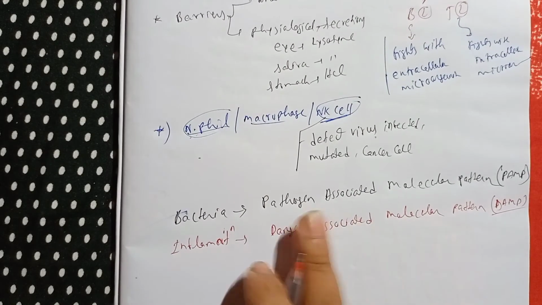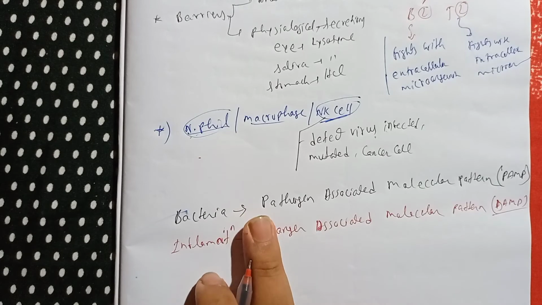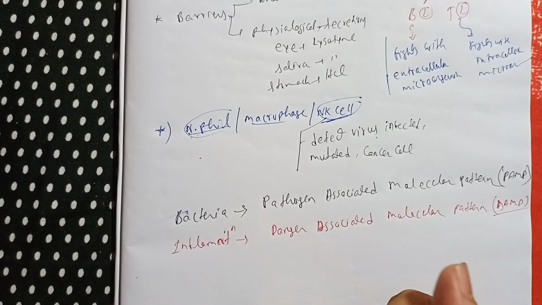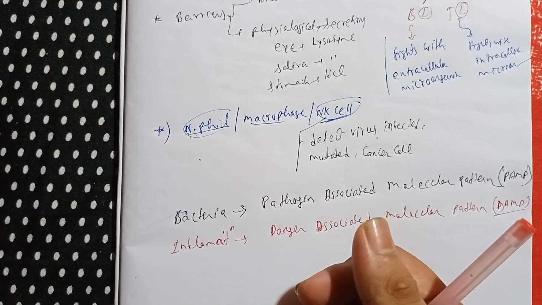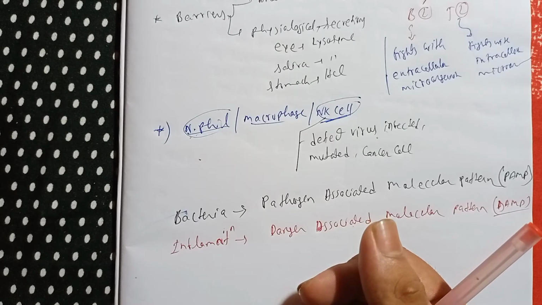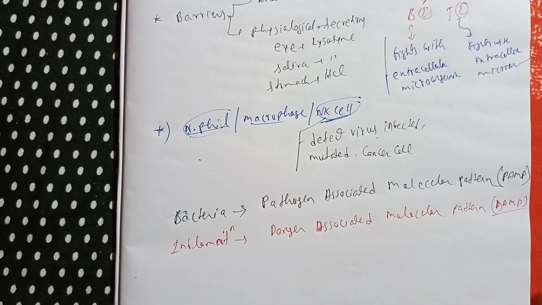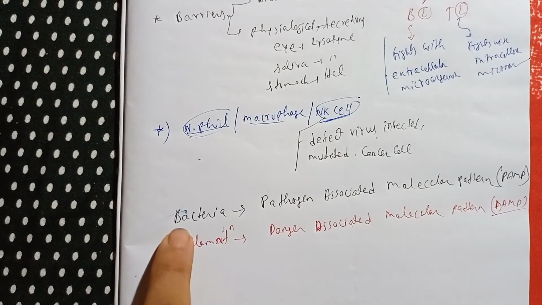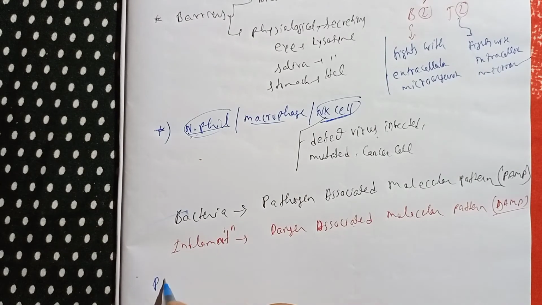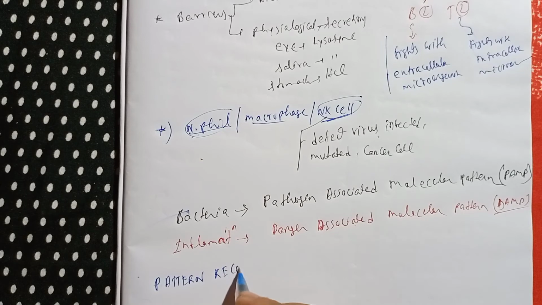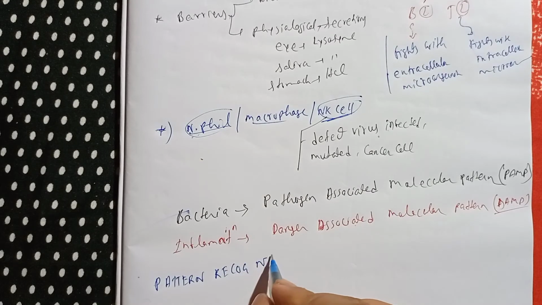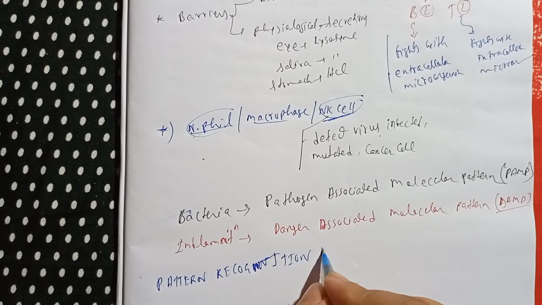Now to understand that something is wrong in our body, like bacteria have taken place and keep on damaging, or any kind of inflammation that is present in our body, to detect those things there are some receptors within the cells, and those are called the pattern recognition receptors. Now we'll talk about the pattern recognition receptors.